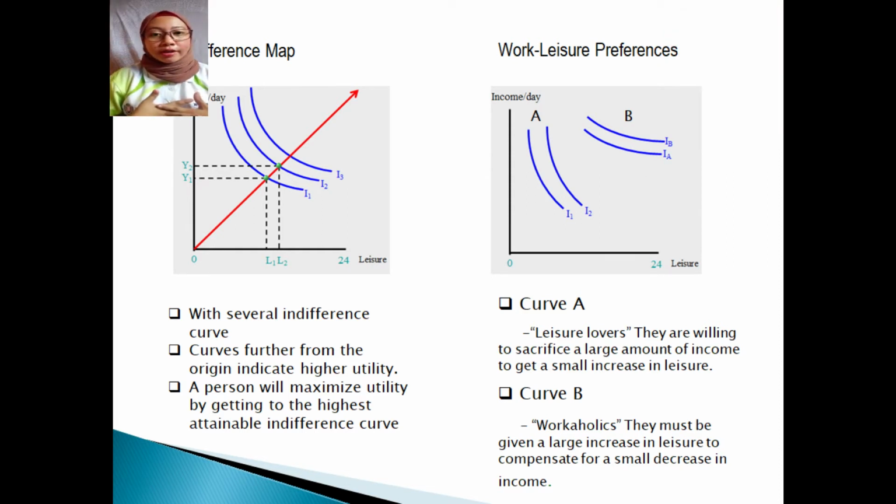So the next is work-leisure preferences. From the graph, we can see there are two sets of curves, which are curve A and curve B. Curve A represents leisure lovers, who are willing to sacrifice a large amount of income to get a small increase in leisure. So for them, leisure is relatively valuable. Curve B represents workaholics, who would require a large increase in leisure to compensate for a small decrease in income. That is, leisure is not very valuable to them.